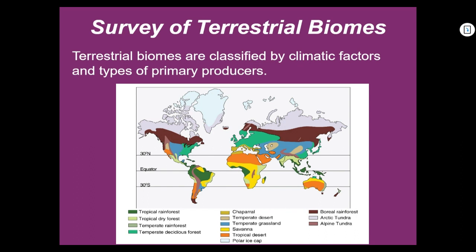So that's what a biome is. They're classified by climatic factors, which is basically how cold and how wet and how dry and hot areas are. And types of primary producers, we'll learn about that in a little bit, but primary producers are like the first thing, you can think about plants, right? They kind of make food just through sunlight.